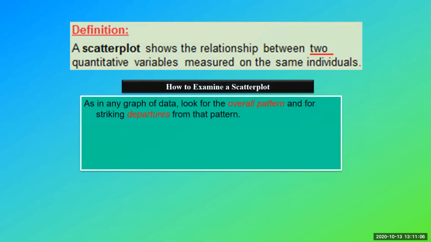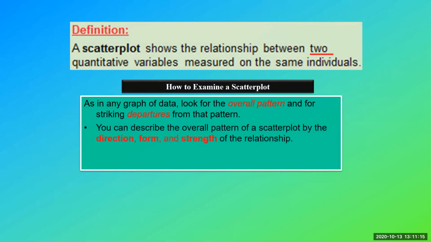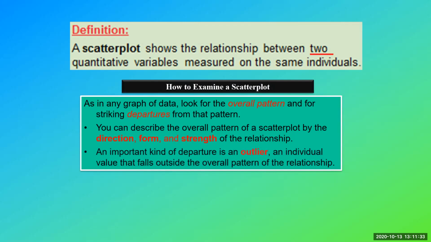So how do we examine a scatter plot? We need to first look at the overall pattern and for any striking departures from that pattern. So we can use a sentence to describe the overall pattern by stating the direction, is it positive, negative, by stating the form, and we're gonna only deal with linear or nonlinear in AP stats, and the strength, is it weak, moderate, or strong? And we need to know any important departures, so any possible outliers.